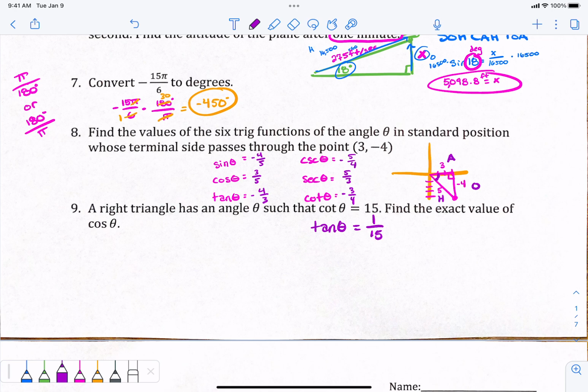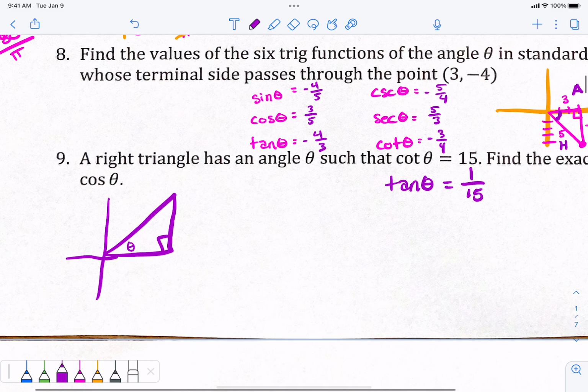Let's draw a triangle. If it doesn't specify, I'm just going to always draw my triangle in the first quadrant. This is what a first quadrant triangle would look like. I'm going to say theta lives down here. Tangent is opposite over adjacent, so opposite would be 1, adjacent would be 15. I'm probably going to have to find the hypotenuse.